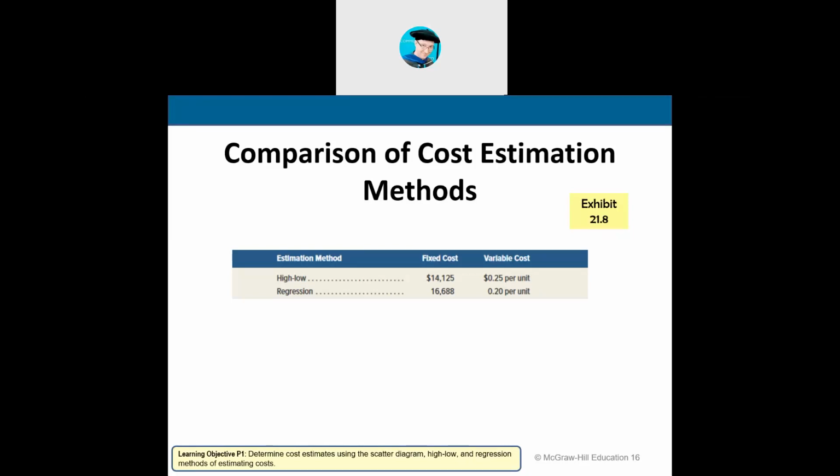What most companies do is compute the methods to find which is the most effective for their company. We can see that the high-low method had a fixed cost of 14,125 and a variable cost per unit of 25 cents. The regression method had 16,668 fixed cost and a 20 cent per unit variable cost.